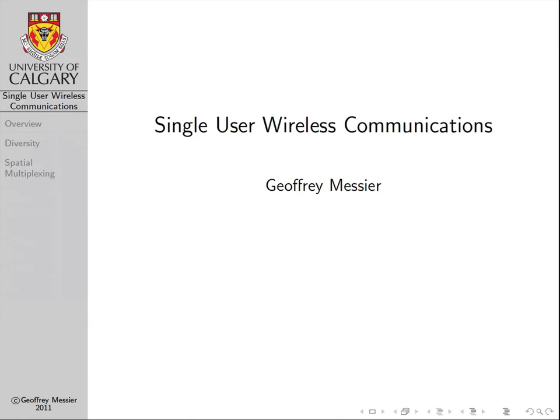Okay, this is the beginning of the module on single user wireless communications. And so this is where we're going to talk about all the special techniques that people use to design communication systems that operate over the wireless channel. We make the distinction here right at the beginning that this is single user wireless communications. So we will only be considering a single transmitter transmitting to a single receiver. Obviously, there are also multi-user communication systems, things like cellular networks, but that will be considered in a separate module.